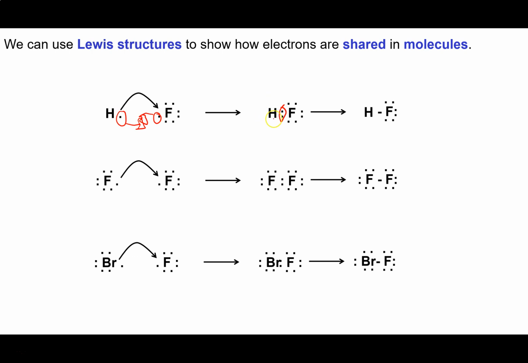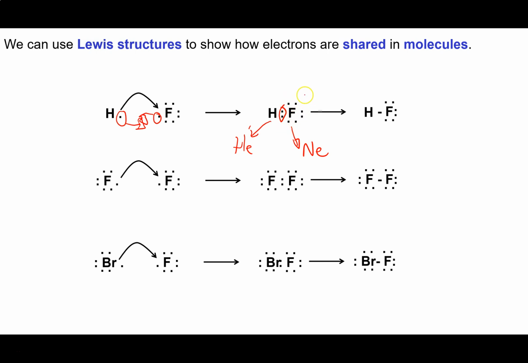What you suddenly realize is that hydrogen now has 2 electrons around it, so it's become isoelectronic with helium, and fluorine now has 8 electrons around it and has become isoelectronic with neon. So they're all very happy because they both have a noble gas electron configuration.